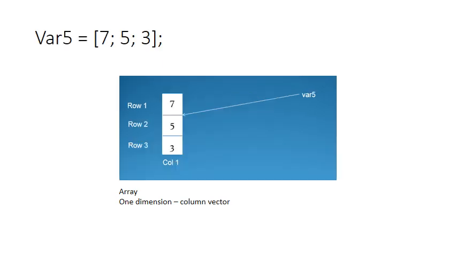In this case I'm saying variable 5 is assigned to 7, semicolon 5, semicolon 3. Every time you get the semicolon it means jump to the next row. So this generates a column vector which has 1 column and 3 rows with the values 7, 5 and 3.